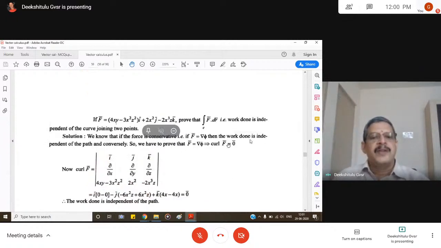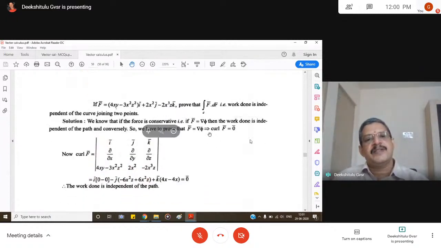Another problem: if F is equal to (4xy − 3x²z²) i plus 2x² j minus 2x³z k, prove that the integral over C of F·dr... You may not be asked to prove this in the examination. I'm telling you repeatedly, they will not ask you to prove, but they will ask you to evaluate the integral over C of F·dr. That means the work done. Directly they may ask you what is the work done here.